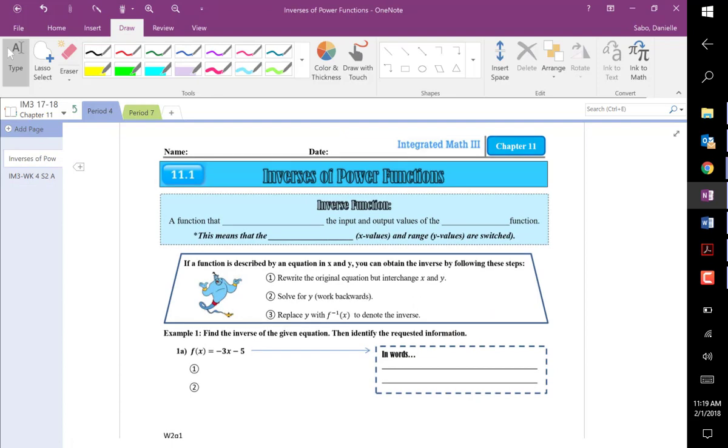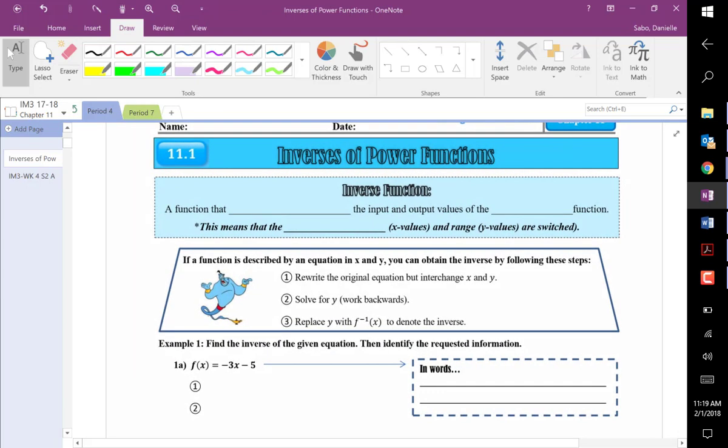So, got Aladdin themed on my notes this chapter. We're doing inverses of power functions. A power function is something like x squared. That's a power. It's a power of 2. Or x to the 4th power is a power of 4. X to the 5th power is a power of 5. Okay, so knowing that when I say power, I'm really talking about that exponent piece when I talk about powers.